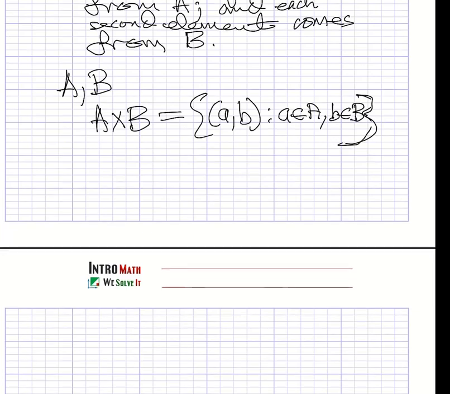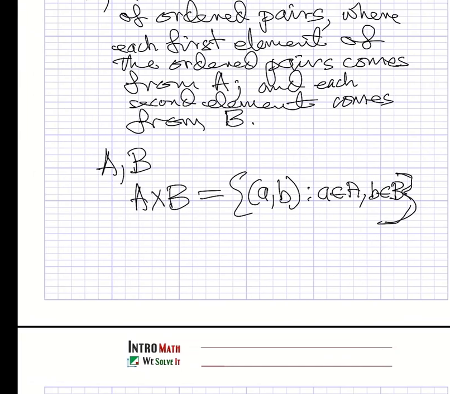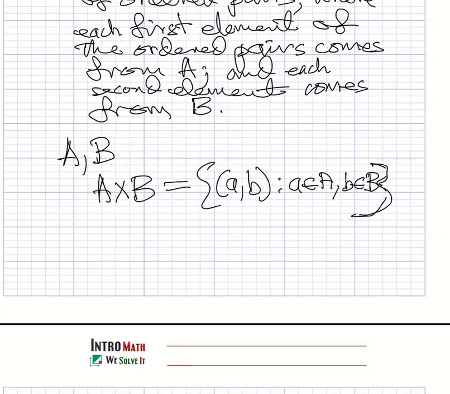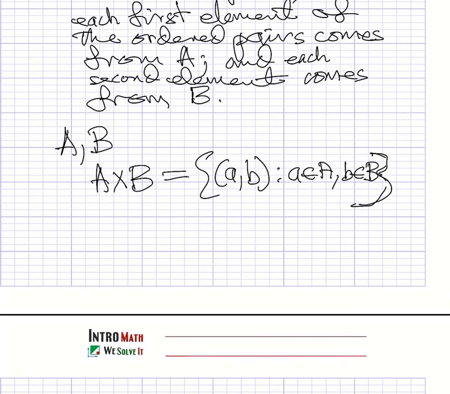But there's some more terminology, which will help you when we go to talk about function. If you form a set of all the first elements, because now you have several ordered pairs, if you form a set of all the first elements in the ordered pairs, that set is called the domain of the relation.